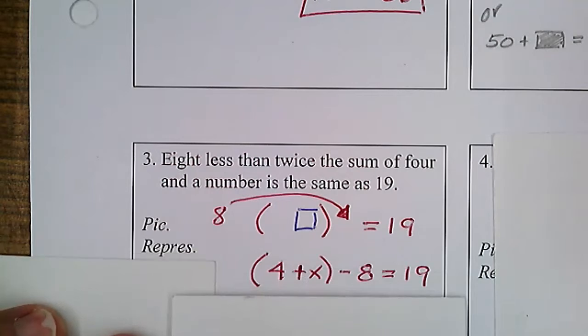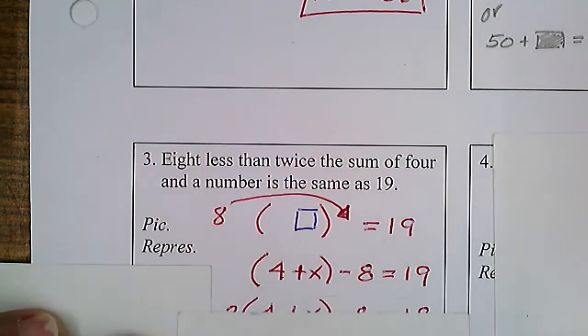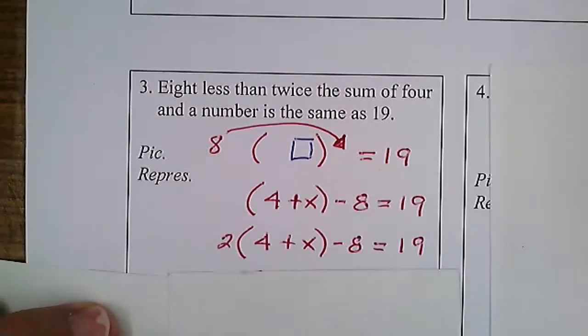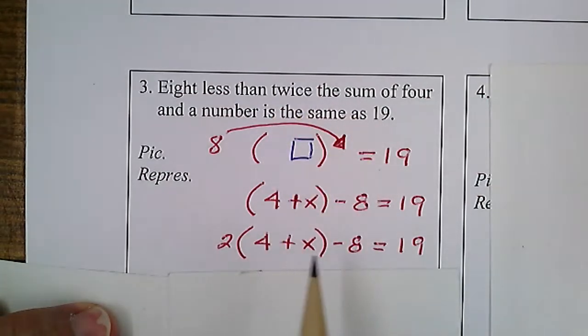Here I'm showing that the 8 is going to go to the back. Now when we drop down, here's our 8 at the back. It's a minus. Here's our private party, the sum of 4 and a number. And then we forgot to do the twice, so we need to put that in there. Now I've included the 2: twice the sum, twice the private party.